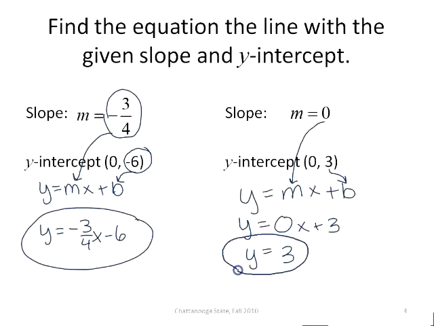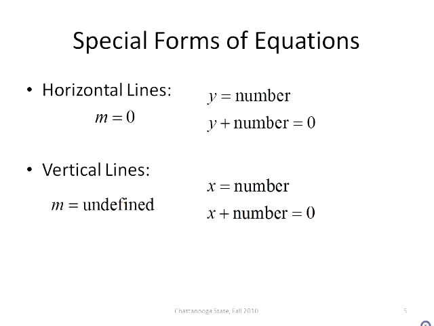So that tells me this is a special line. Anytime you have one of your variables missing, you have a special situation here. So let's look at this next slide to figure out what that means. Anytime you have a slope of 0, your graph is going to be a horizontal line. Your equation will have the form y equals some number. In this case, the one we just did was y equals 3.